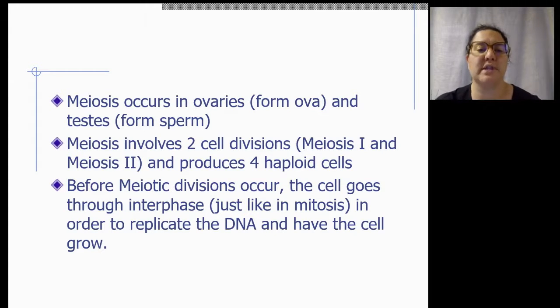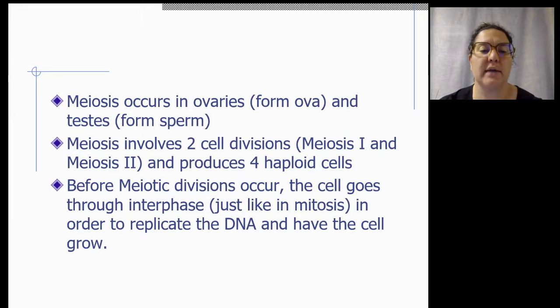So meiosis occurs in the ovaries to form ova and in the testes to form sperm. And there's 2 rounds of cell division, meiosis 1 and meiosis 2, to produce 4 haploid cells. Now, recalling back to human reproduction, remember that 4 sperm cells are produced. And in ova development, 1 viable egg is formed, and then 3 non-viable polar bodies are formed. And they all have the same amount of genetic material, but they have different function in egg division.